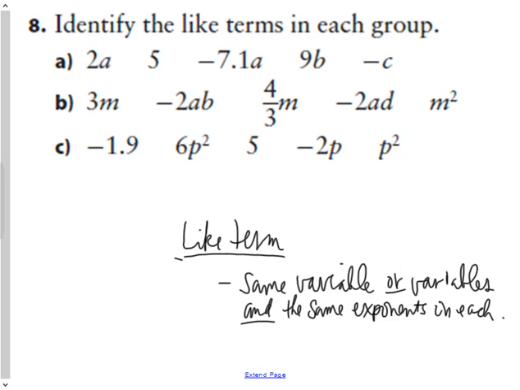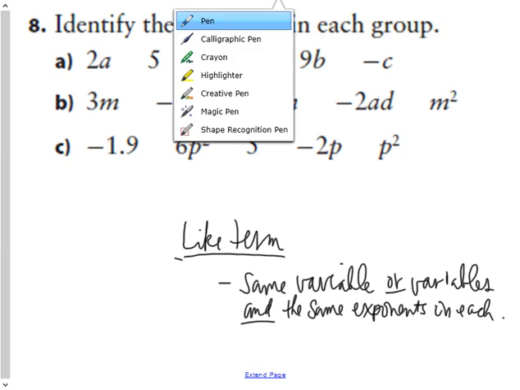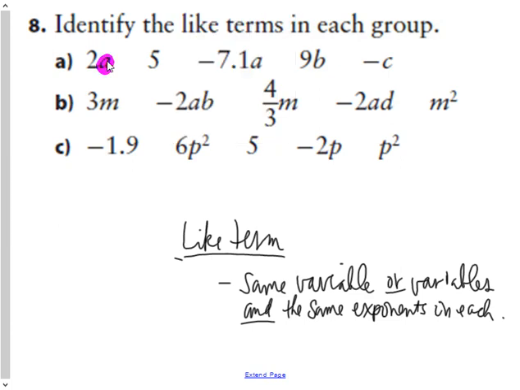So if we look at the first question, A, and I'll bring my highlighter, we have in this term here an A. The variable in that term is A. There is no variable in the second one, and there is an A in the third one. So those two terms, 2A and -7.1A, they are considered like terms because they both have A's, and the exponents that are not written are exponents of 1. So they would be considered to be like terms. The rest of the terms in that question A are not like terms, and therefore the only two that are 2A and -7.1A.